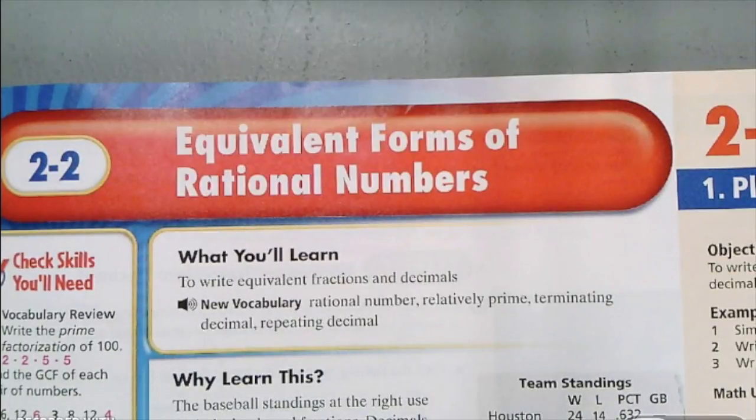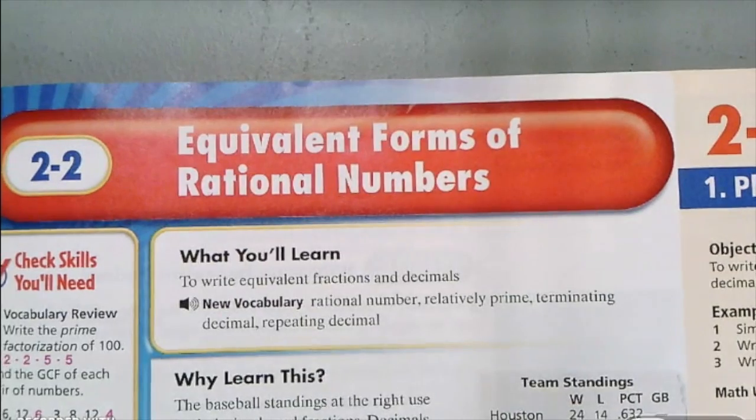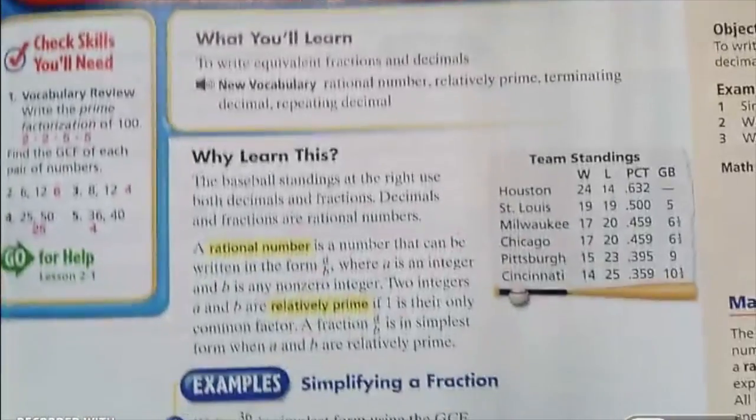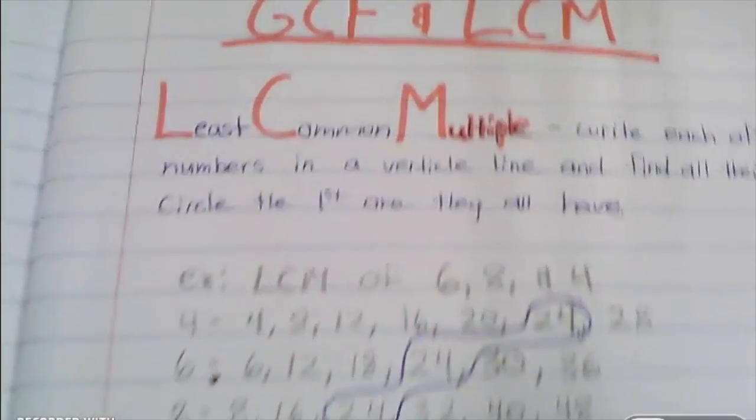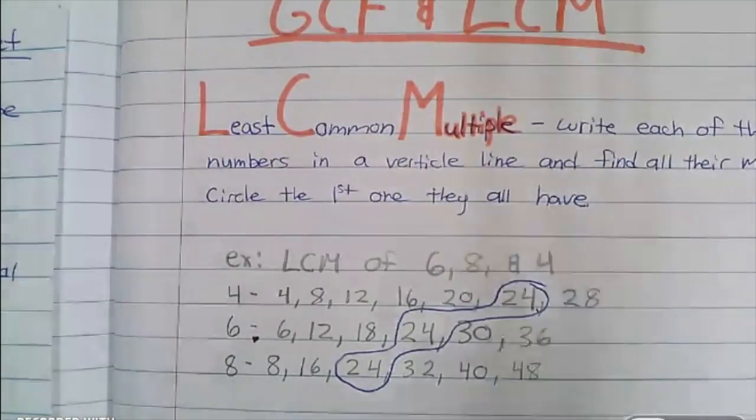Lesson 2 of chapter 2, equivalent forms of rational numbers. So the first thing we're going to talk about is how to simplify a fraction with greatest common factor. I'm going to bring back up the notes that I was showing you right here.